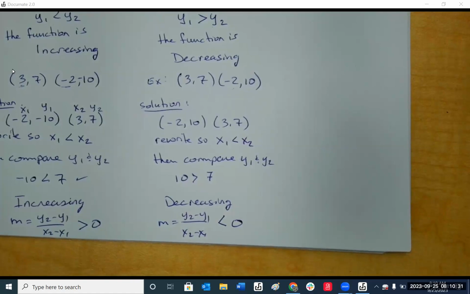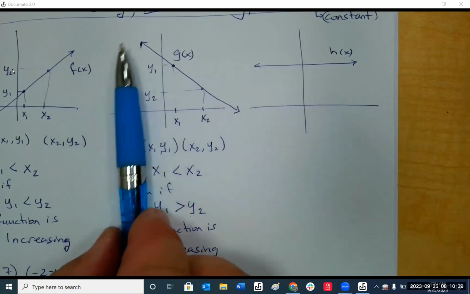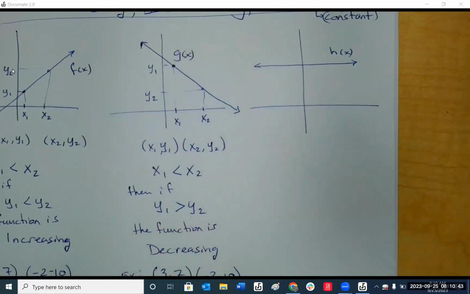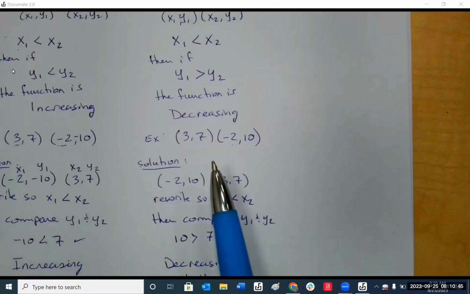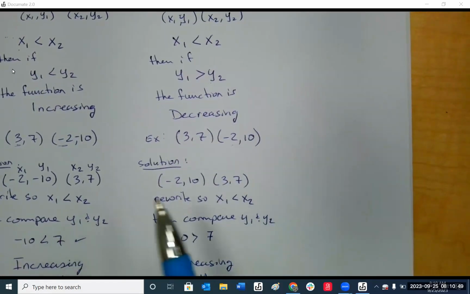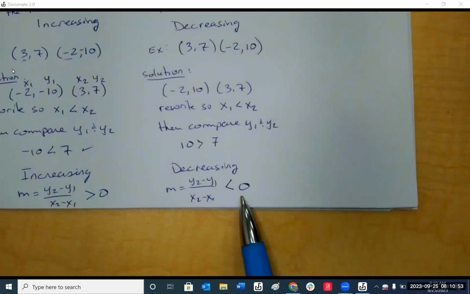So those are 3 ways you can determine whether a function is increasing or decreasing. You can look at the graph. If as x gets bigger the graph is going down, that's one way. Rearrange them so you have x1 less than x2, and then look at the y values. Or you can plug them in the slope formula. And if you get a negative number, it means it's a decreasing function.